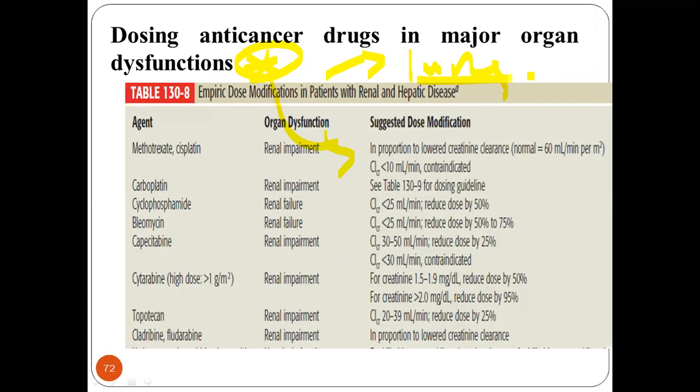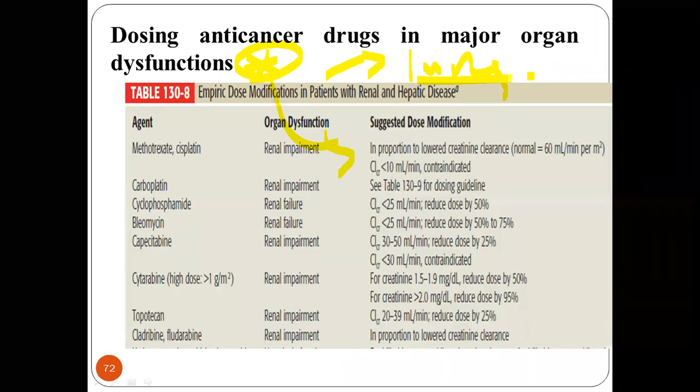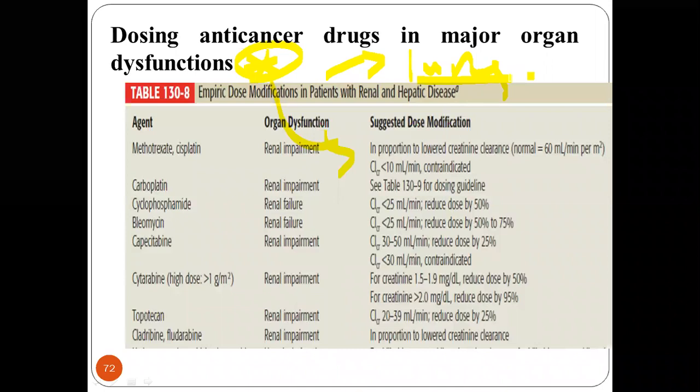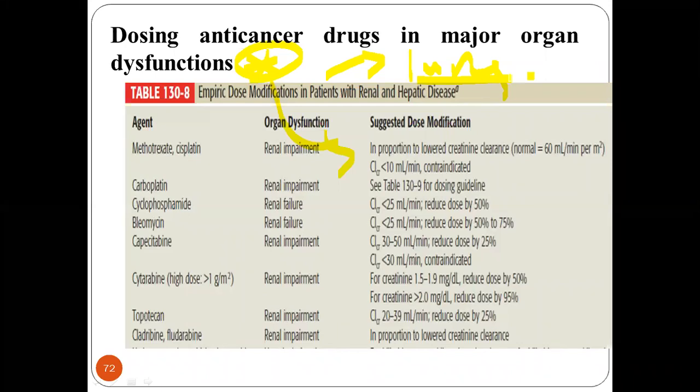Any other question, or do we move to the next point? Are there any approved natural ways of treating cancer? Any natural methods of treating cancer? Natural method. Yes.